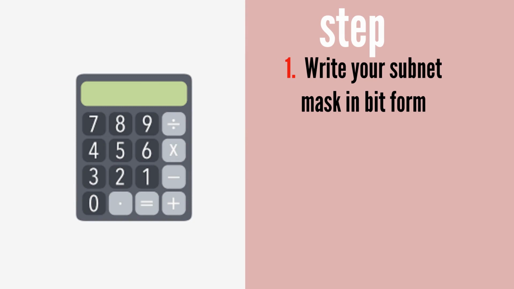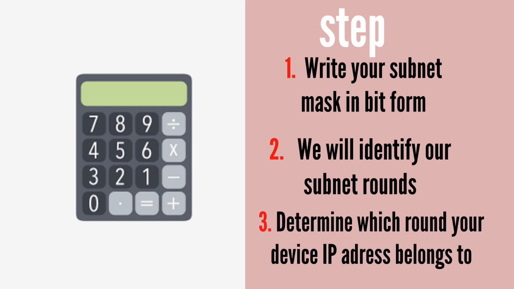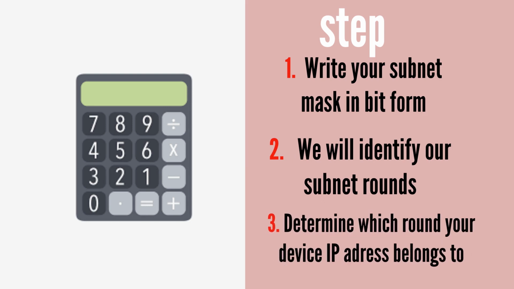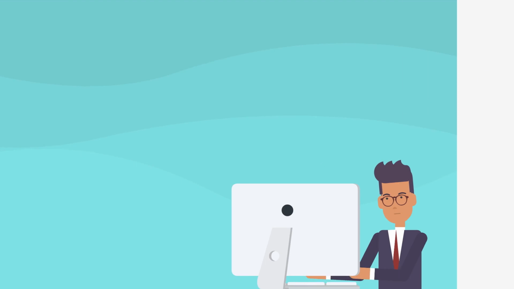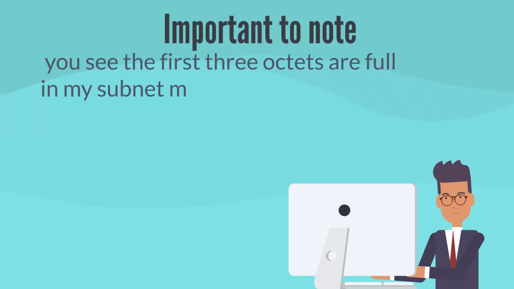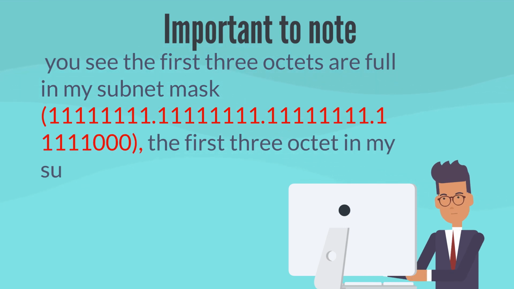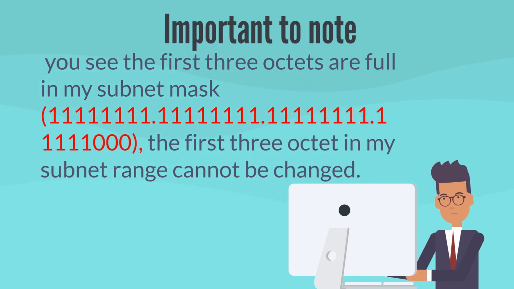And now for the final step, step 3. In step 1, you wrote your subnet mask in bit form. In step 2, you identified your rounds using the binary weight of the last full bit. Now in step 3, you will determine which round your device IP address belongs to. That round will be your subnet IP address range. Now it's important to note, you see the first 3 octets in my subnet mask? You notice how they're full, right? Well, that means the first 3 octets in my subnet range cannot change.